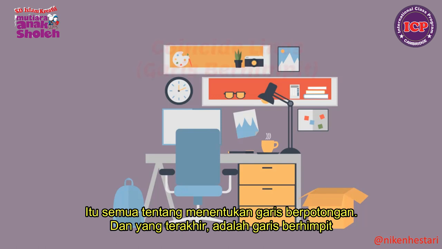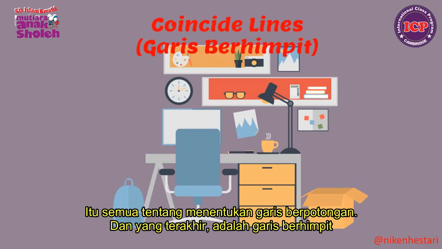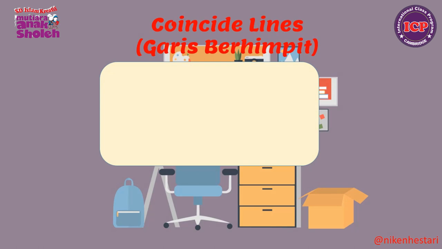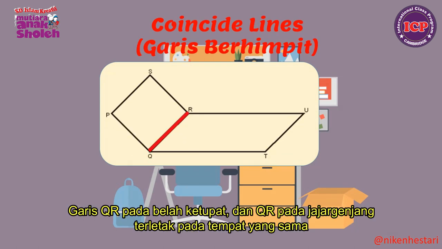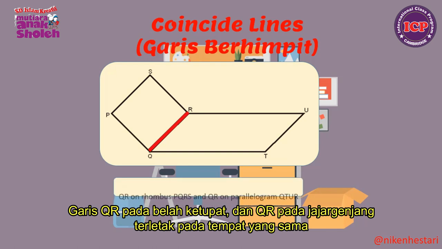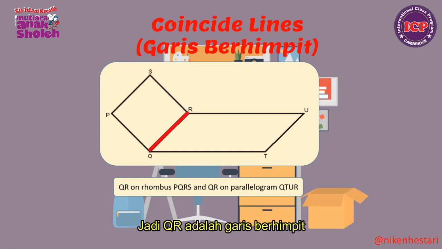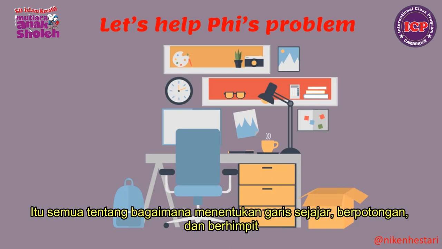And the last is coincide lines. Look at the picture. QR on the rhombus and QR on the parallelogram are on the same plane. So QR is a coincide line. That's all about how to find the parallel, intersect, and coincide lines.